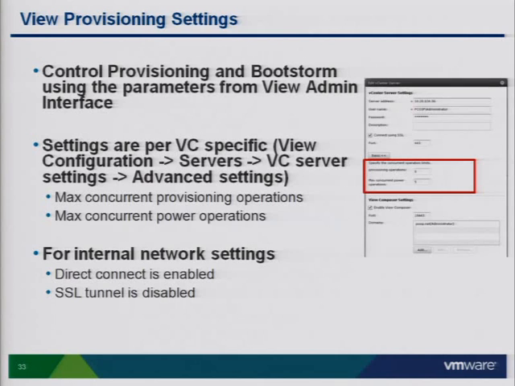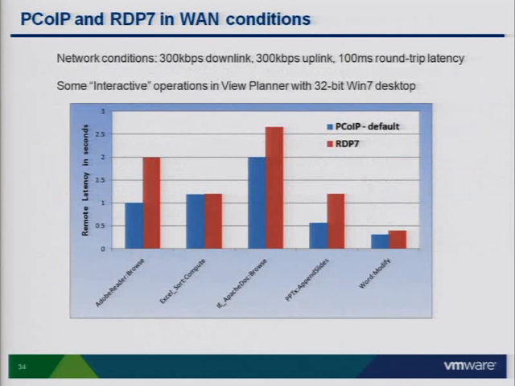OK, I'm going to switch gears and move on to the protocols. Here I've given a comparison chart comparing PCoIP and RDP. For the network condition, a typical condition is that most of the time you are connecting from a remote place. So in this case, we have used 300 kbps downlink, 300 kbps uplink, and 100 millisecond round-trip latency. Here, let me point out the strength of View Planner.